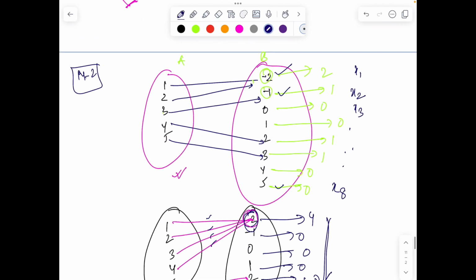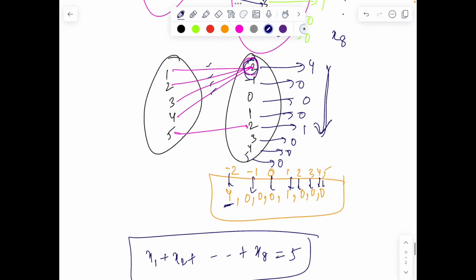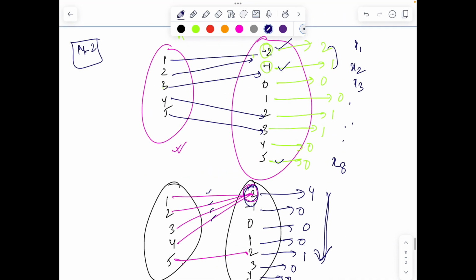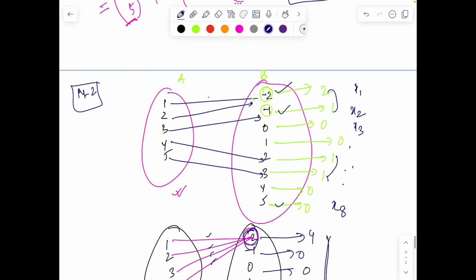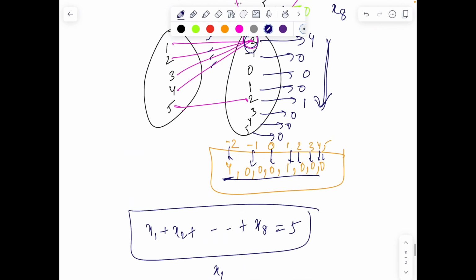So in total, how many connections can we have? X1 plus X2 till X8. We'll have 5 connections, right? Because the total number of connections has to be 5. If you add all this, 4 plus 1 is 5. If you're adding this, 2 plus 1 plus 1 plus 1 has to be 5. Because the total number of connections is preserved and conserved.